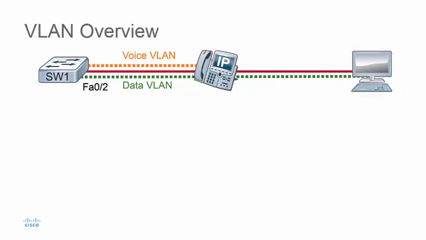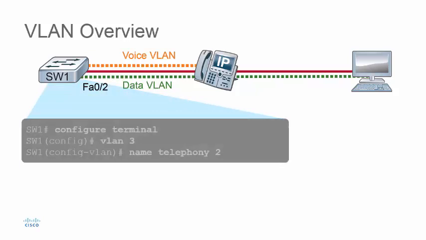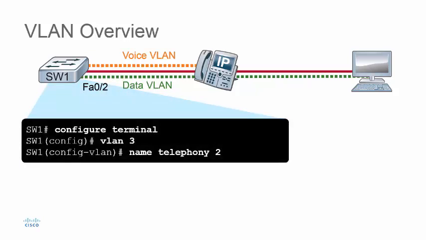When an IP phone is connected to a switch port, like we have here, the port should have a voice VLAN associated with it. So what's the process for creating a voice VLAN? You can create a voice VLAN the same way you create data VLANs. That means using the vlan global configuration command. Let me give you an example.